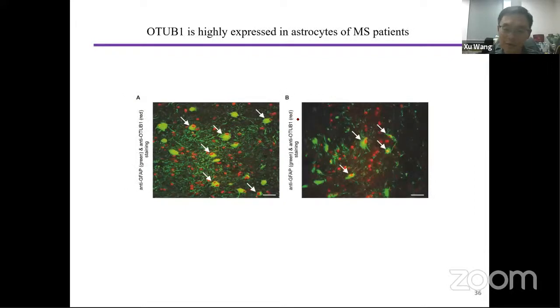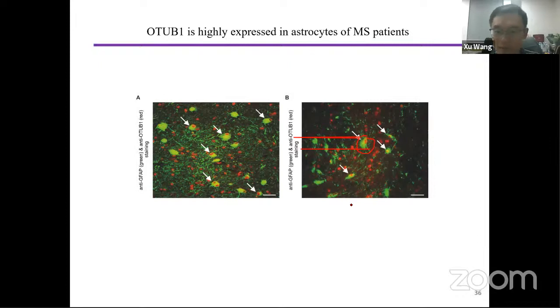Before, I found that in MS brains, OTUB1 is highly expressed in astrocytes of MS patients. The red cells are astrocytes. And OTUB1 expression levels are elevated in astrocytes during MS. So these results indicate that OTUB1 plays a role in multiple sclerosis, or MS.